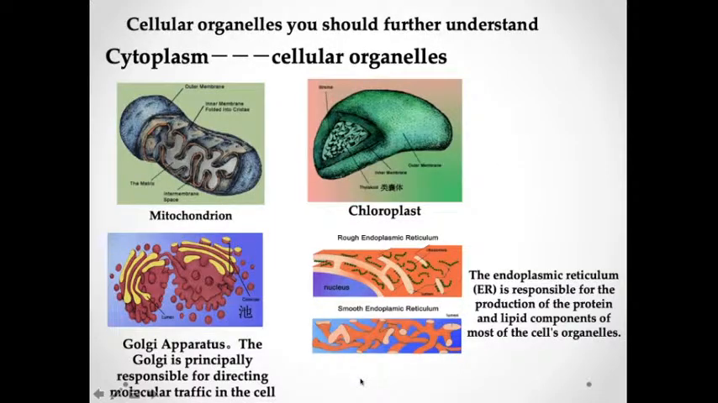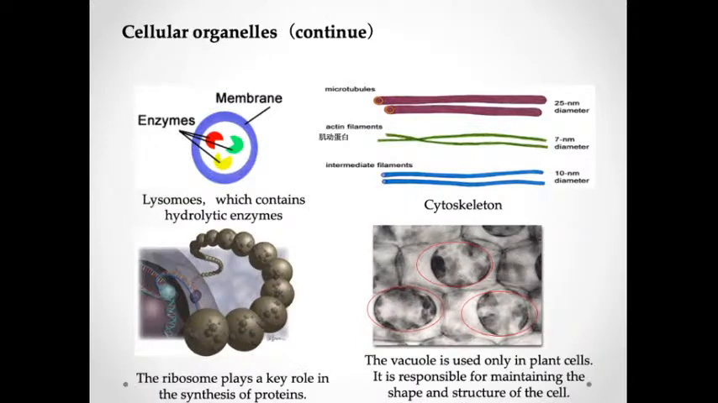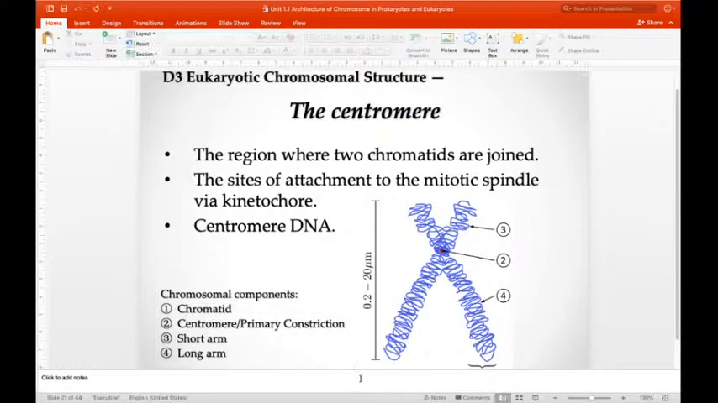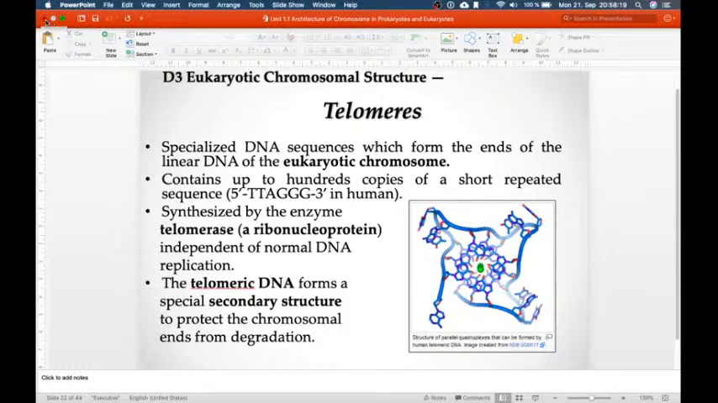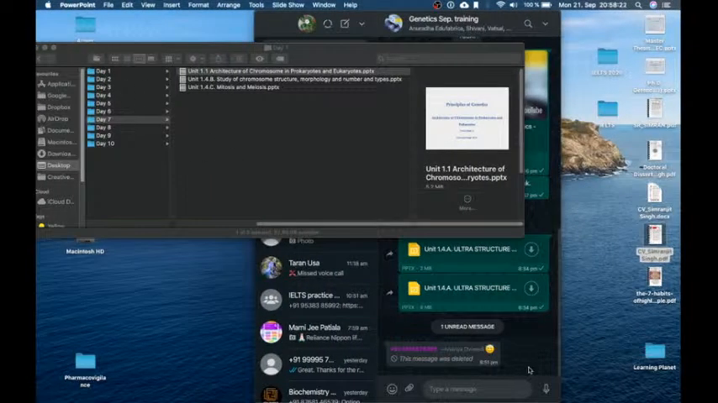So we have discussed all the various parts today: mitochondria, chloroplast, Golgi apparatus, lysosome, cytoskeleton, ribosomes, vacuoles. So that's it for today. I will share this one also.